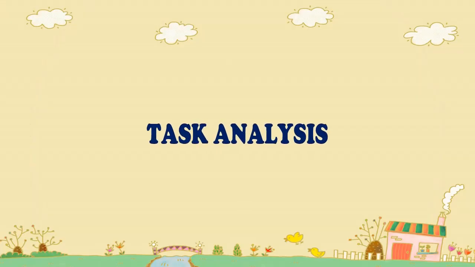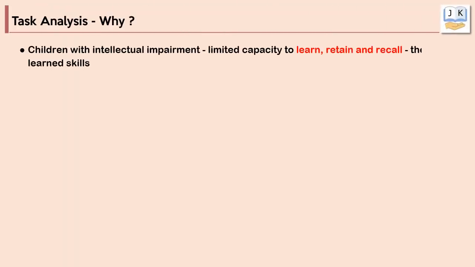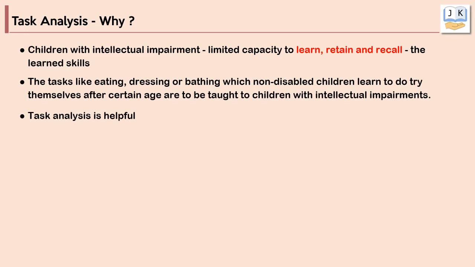In this video, we are going to see an interesting topic, task analysis for children with special needs. Why task analysis? Children with special needs have limited capacity to learn, retain, and recall the learned skills. Tasks like eating, dressing, or bathing, which non-disabled children learn to do by themselves after a certain age, have to be taught to children with special needs. In this condition, task analysis is used and it is very helpful.